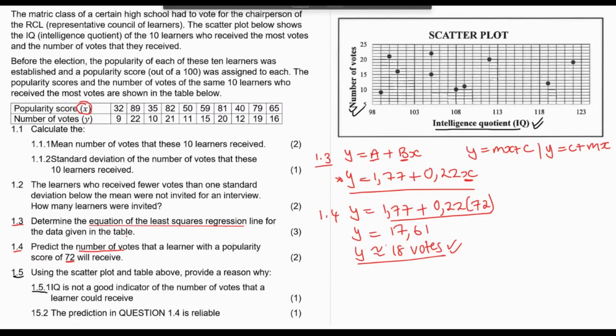If the points are like this, let me just show you. If the points, let's say, were like this, almost forming a straight line or clustered around a straight line, this shows a strong positive correlation, right? And then if the points are like this, maybe going down like this, almost clustered around a straight line, then this shows a strong negative correlation. But if you look at these points that we have here, they are all scattered, meaning that the IQ is not a good indicator of the number of votes.